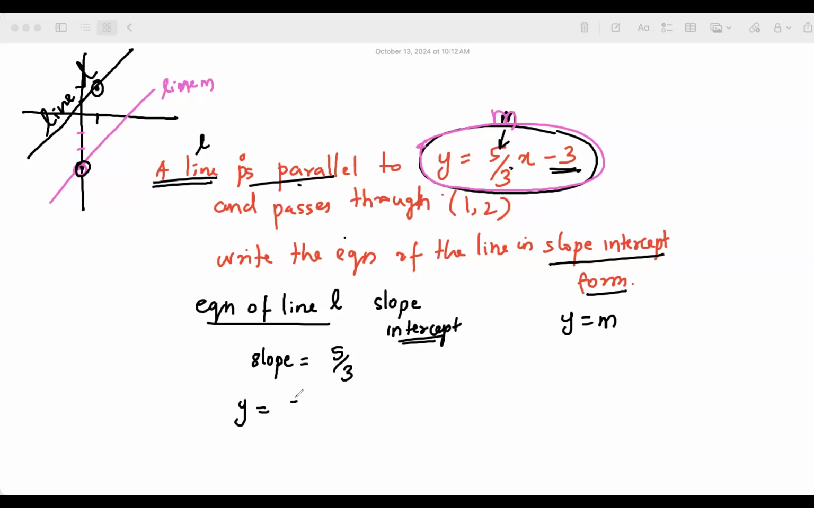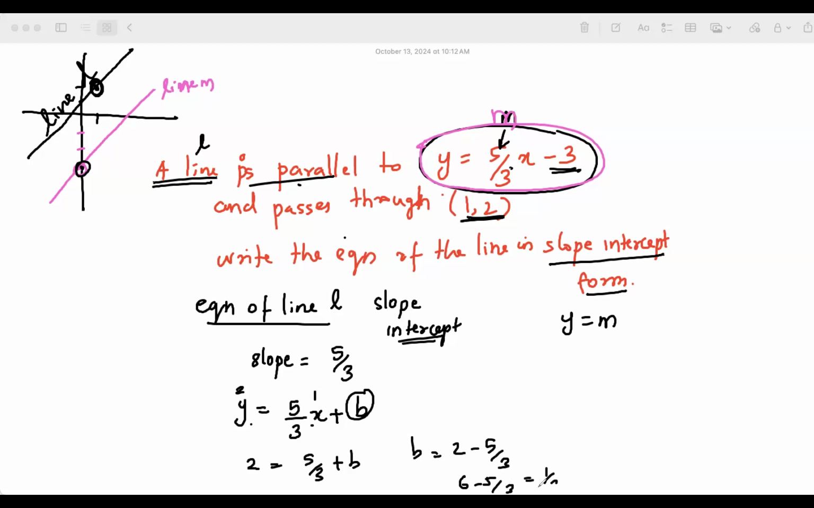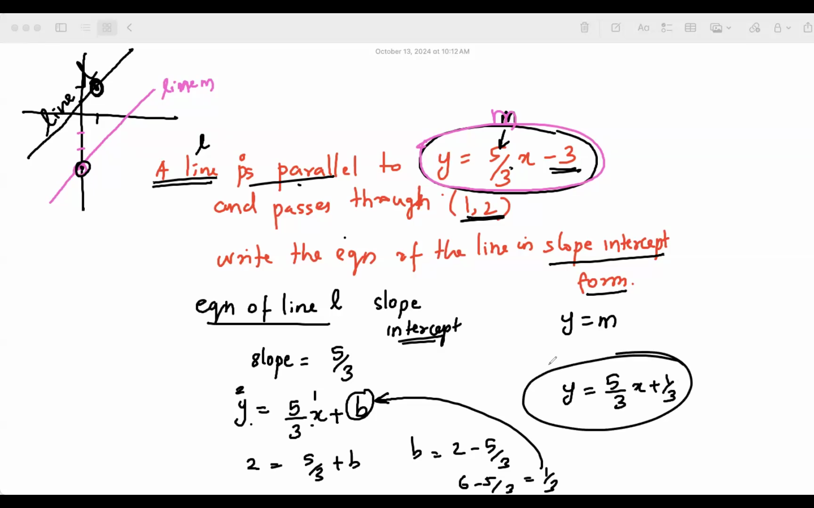So let me put down my general equation. My problem is I have to find the intercept. For that, I need an x comma y that they have already given here. Do you see? 1 comma 2. Can I substitute 1 comma 2 and find out b? So 2 will be equal to 5 by 3 plus b. b will be equal to 2 minus 5 by 3, which is 6 minus 5 by 3, which is 1 by 3. So can I substitute this back into my equation? y will be equal to 5 by 3 x plus 1 by 3. That's the equation of my line.